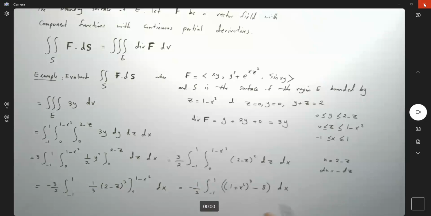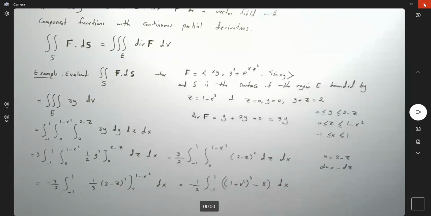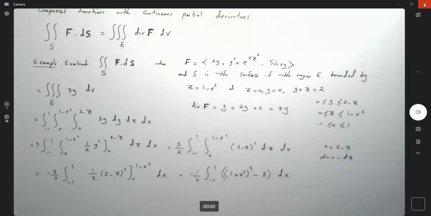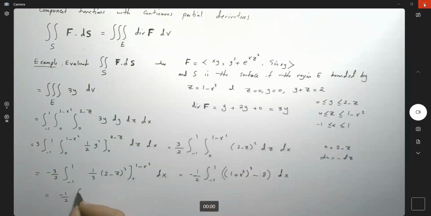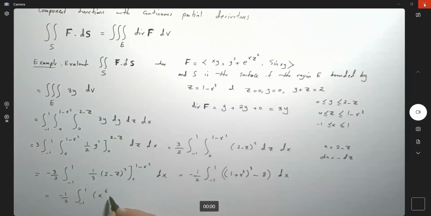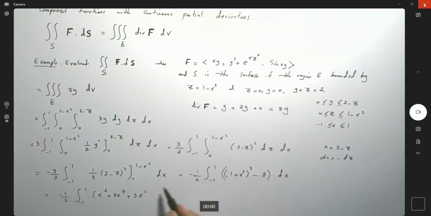Perfect. So we are just going back to basic integration and the methods that you learned in elementary calculus, all right? So this becomes negative 1/2 in the front, and then you can write this in expanded form. Negative 1/2 integral from negative 1 to 1, and here you have x to the power 6, plus 3x to the 4th, plus 3x squared, and here you have plus 1 minus 8, negative 7, dx.